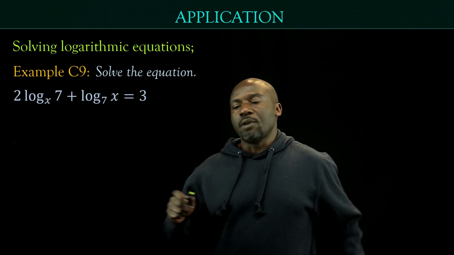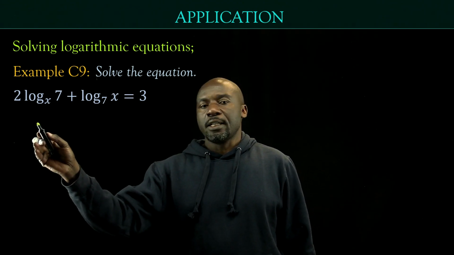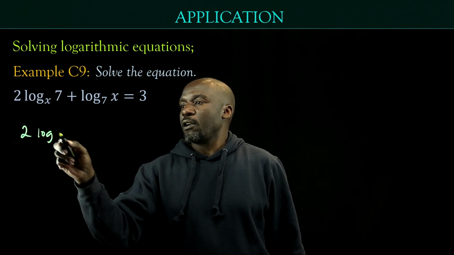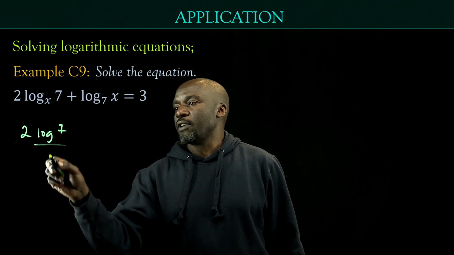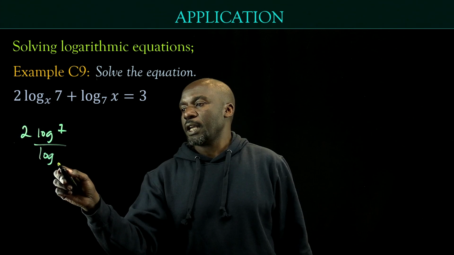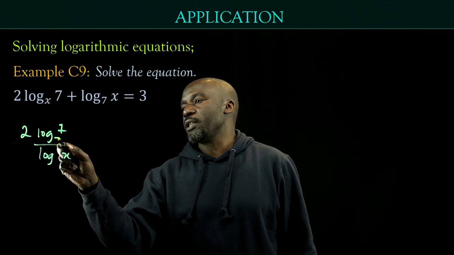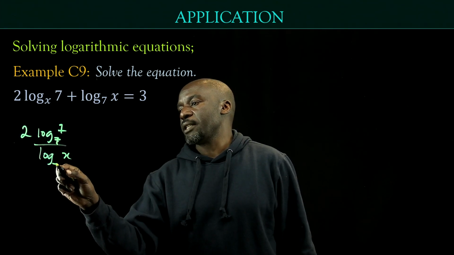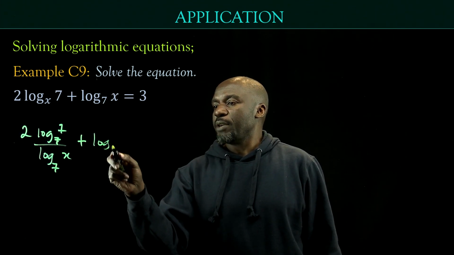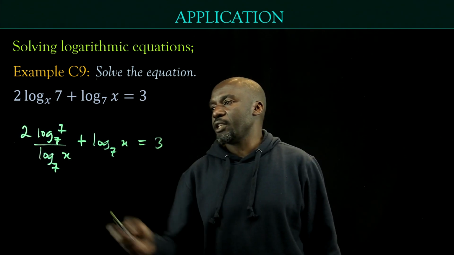But of course, the first thing we want to do is change the base here so that we have base 7. So I'll write, this becomes 2, and I have log of 7 over log of x, and I'm keeping base 7, so this will be base 7 there, and this will be base 7 here. All right, and this is plus log base 7 of x equals 3. I've merely changed the base.